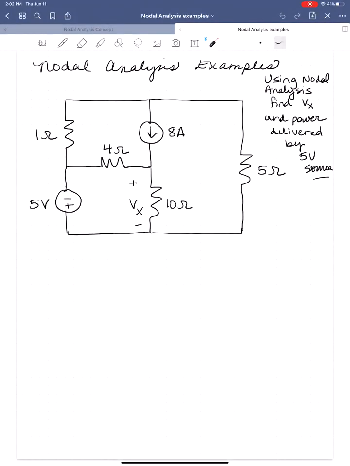Okay, so this is the start of the nodal analysis examples lecture. We're going to work 3 or 4 examples here. We're going to start with this problem, so I'll give you a second to write it down. If I were you, I would try to pause the video and see how far you can get working it yourself, and then come back and watch me work it.